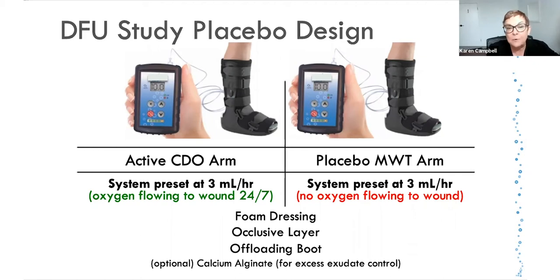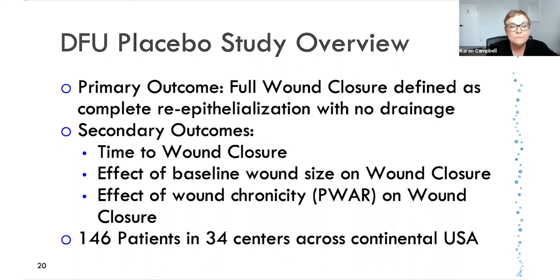And if you were in the placebo arm, you actually had a unit, but there was no oxygen flowing to the wound, even though the system was preset to 3 mils per hour. But all of the other treatment was the same, other than the active arm received CDO and the placebo arm received nothing. The primary outcome was full wound closure, defined as complete reepithelialization with no drainage. The secondary outcomes were time to wound closure, the effect of baseline wound size on wound closure, and the effect of chronicity with wound area reduction on wound closure.